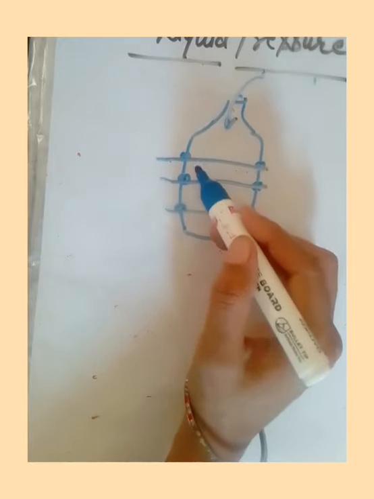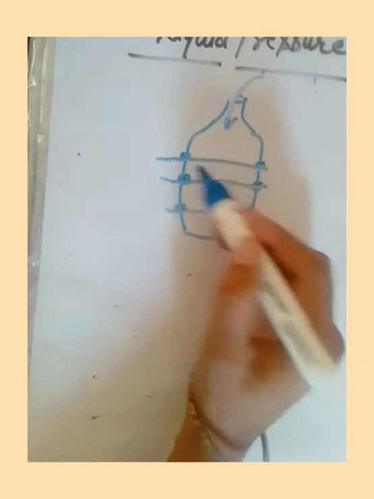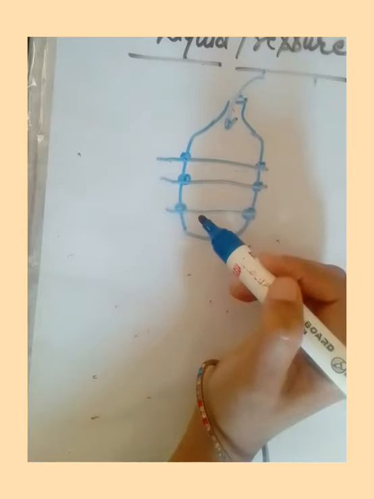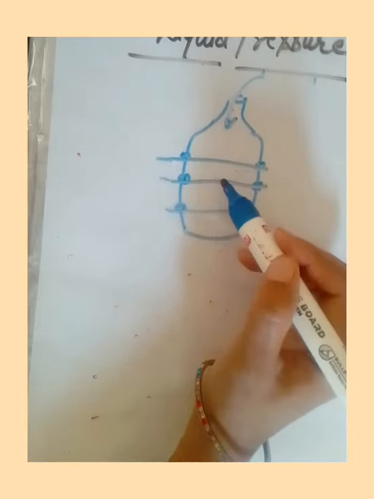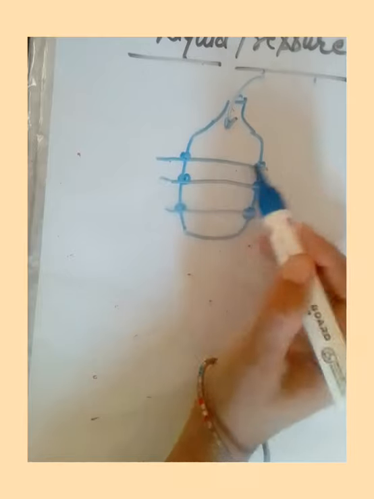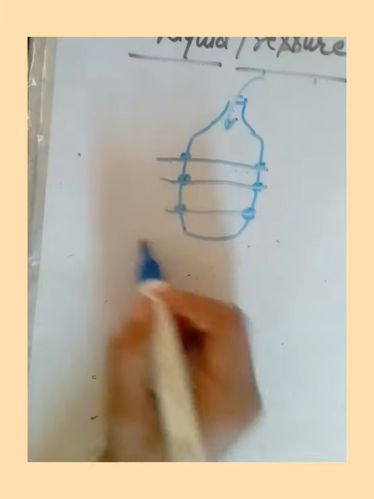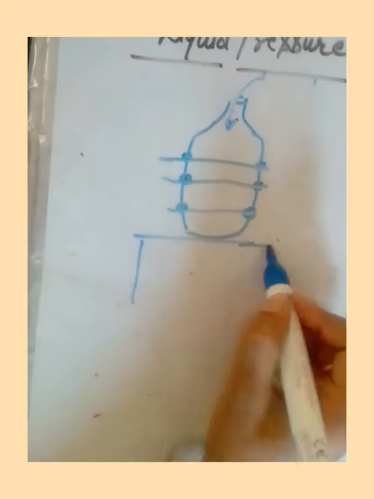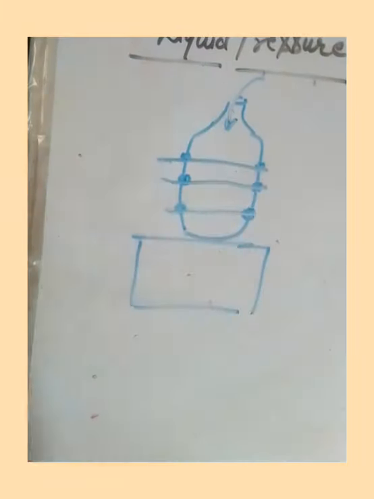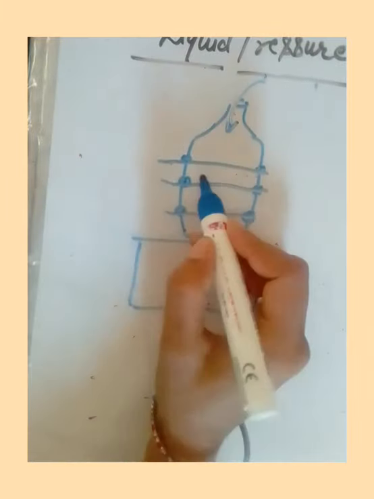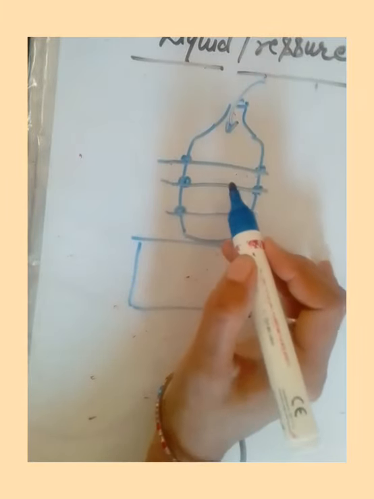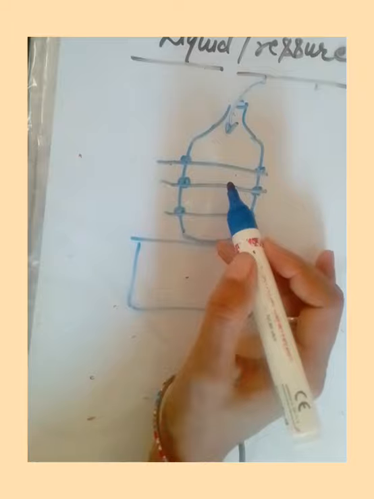So first of all, take a bottle, then make holes. After that, cover the holes with any tape, sellotape. Now place this on a table at a height. Now gradually, slowly remove the tapes from the holes and observe.